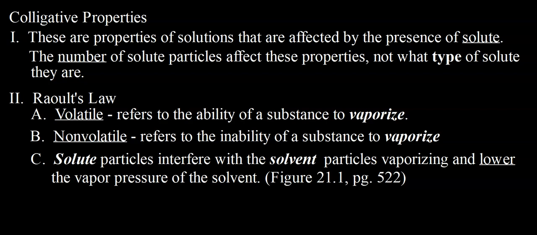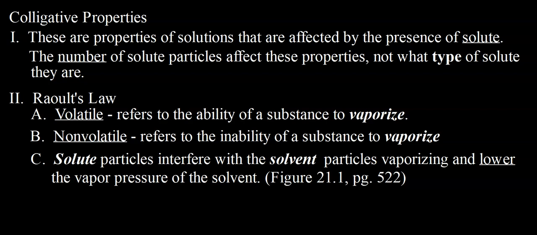All right, so let's take a look at Raoult's law. Some vocabulary first. A substance that readily evaporates is said to be volatile. A lot of times we as students think that volatile means explosive. It doesn't mean explosive. It just means anything that is able to evaporate is volatile. There are different degrees of volatility. The more easily something can evaporate, the more volatile it is. And so we'll be talking about volatile and non-volatile solutes.